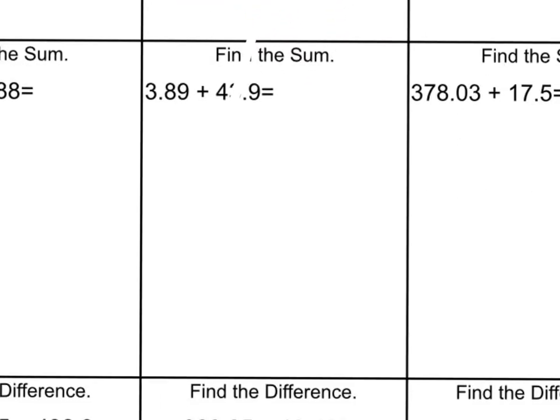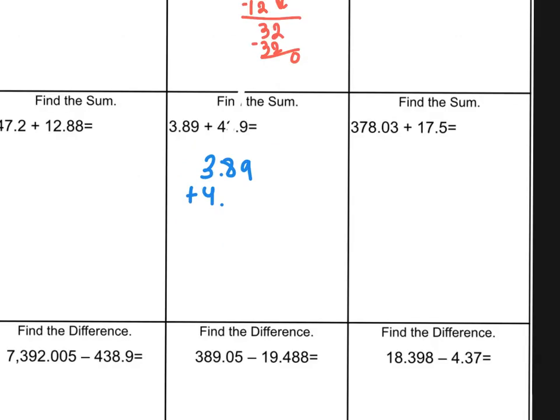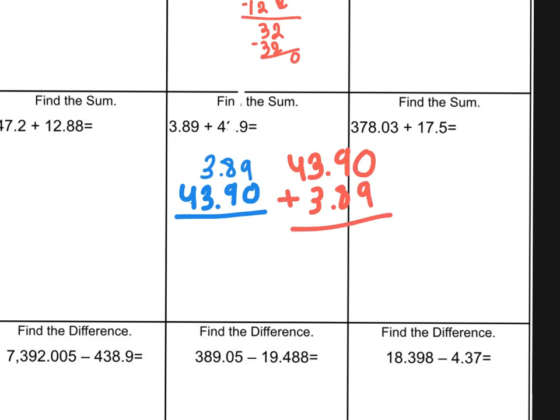For the next one it says find the sum. All I have to do is do 3.89 plus 4. Should be 43.9. So let's go change that. 43.9. There we go. And make sure we add a 0. If you want, you put the 43.9 up top, and then do the 3.89 below. That works as well.